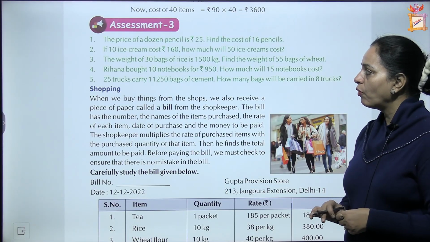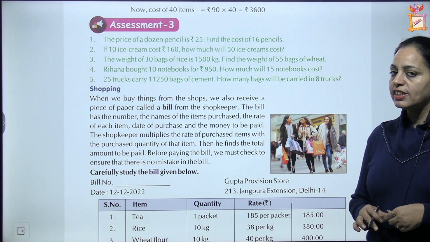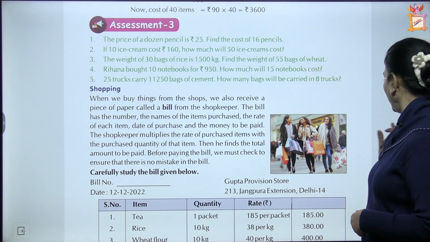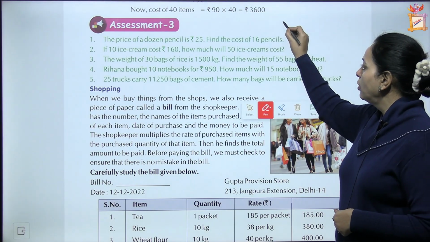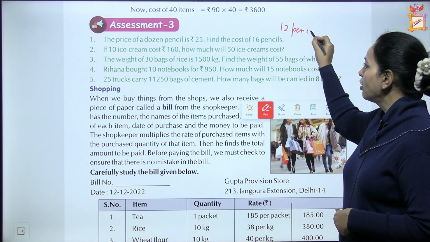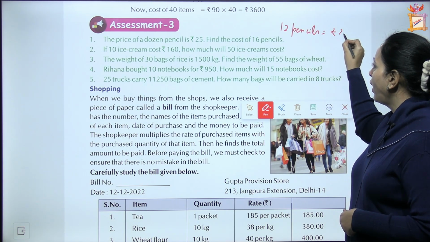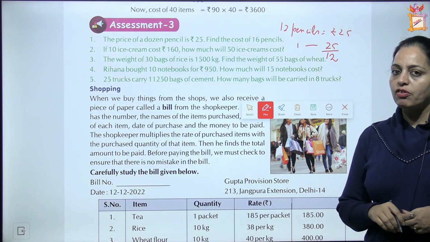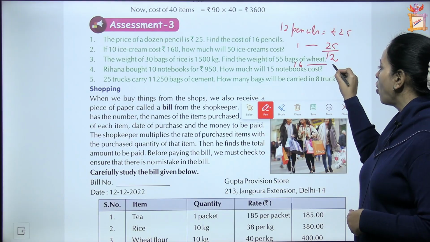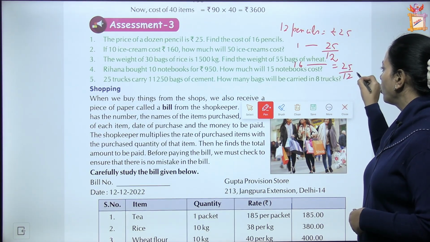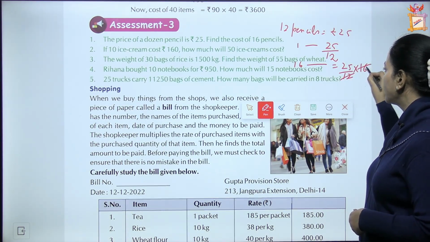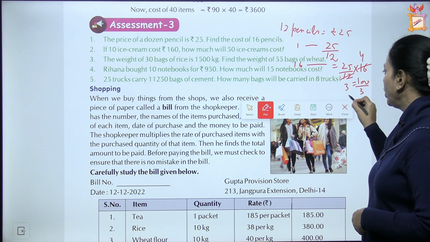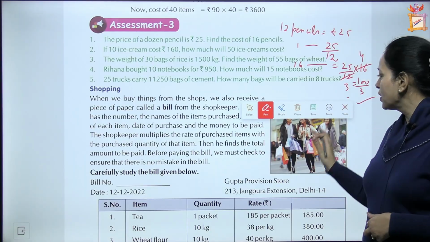Assessment 3, question number 1. The price of a dozen pencils is ₹25. Find the cost of 16 pencils. So we know the price of 12 pencils. Dozen means 12 pencils cost ₹25. So one pencil costs 25 upon 12. So 16 pencils cost more. 25 upon 12 multiply by 16. Cut it by 4. Then we can solve it.